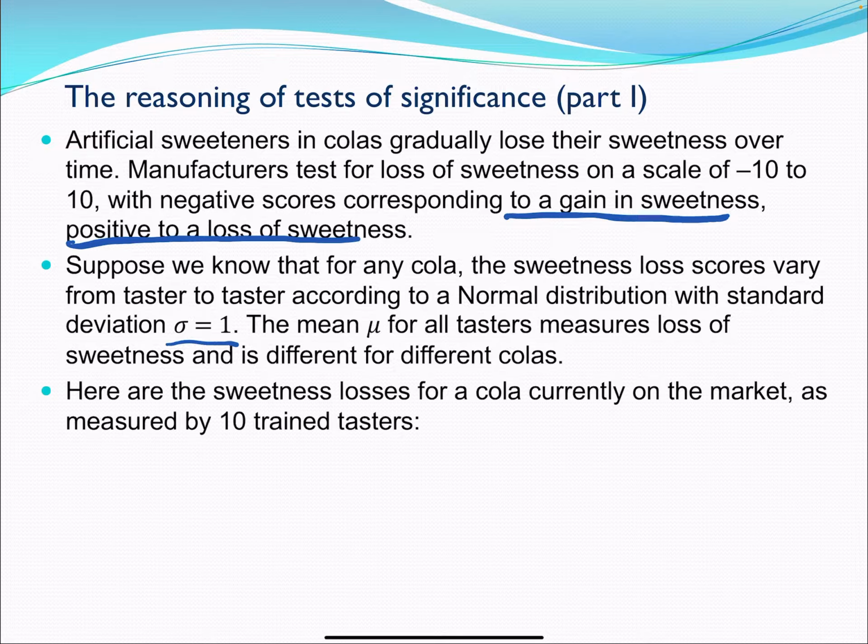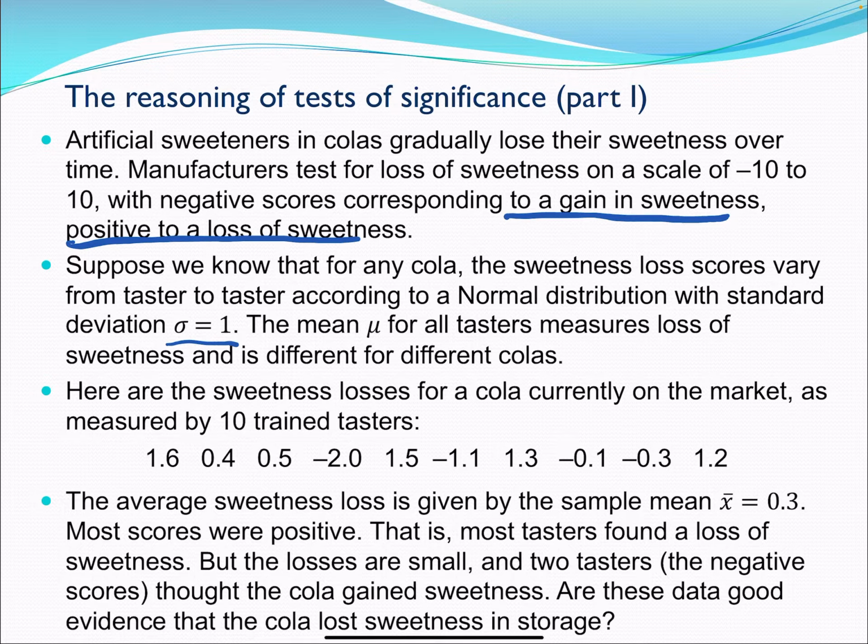So here we have a data set, right? We've got the sweetness losses, where negative is a gain and positive is a loss, for 10 trained sweetness tasters. We take this all together and we can calculate the mean. The average sweetness loss is given by the sample mean of 0.3. That means most scores are positive. That is, most tasters found a loss of sweetness. But the losses are small. In 2 tasters, maybe 3, the negative scores indicate they thought the cola had gained sweetness.